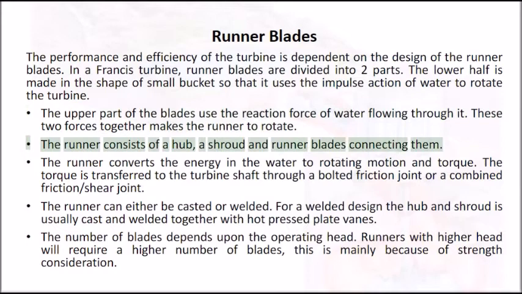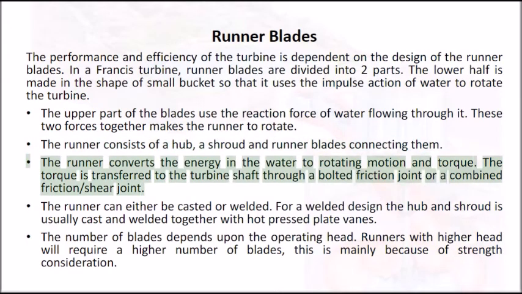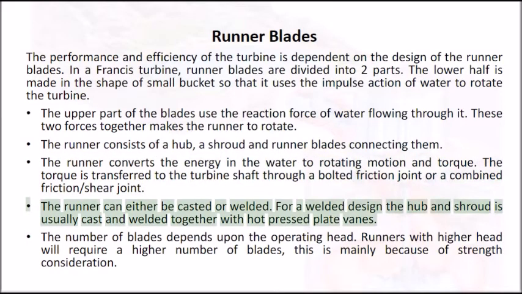The runner consists of a hub, a shroud, and runner blades connecting them. The runner converts the energy in the water to rotating motion and torque. The torque is transferred to the turbine shaft through a bolt friction joint or a combined friction shear joint. The runner can either be cast or welded. For a welded design, the hub and shroud are usually cast and welded together with hot pressed plate vanes.